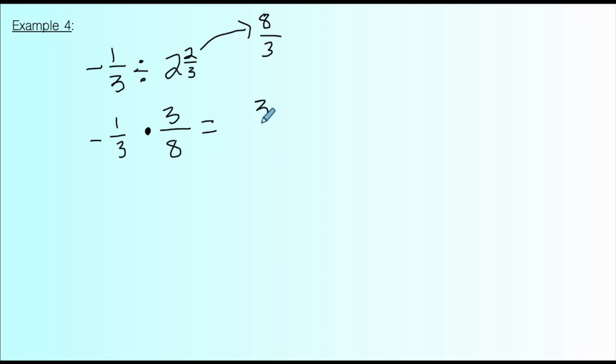1 times 3 is 3. 8 times 3 is 24. A negative times a positive means my final answer is negative. And I can simplify that. 3 and 24 are both divisible by 3. 3 divided by 3 is 1. And 24 divided by 3 is 8. So my final answer here is negative 1 over 8. Best possible answer. Negative 1/3 divided by 2 and 2/3 is equal to negative 1 over 8.